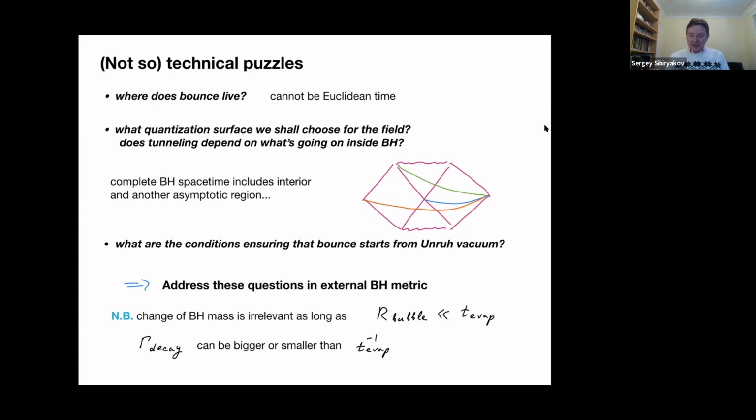And imagining that we even managed to find the relevant quantization surface, the question is how do we distinguish different vacua on this surface? How do different solutions correspond to different vacua? In particular, I want to impose the Unruh vacuum. So what does it mean?